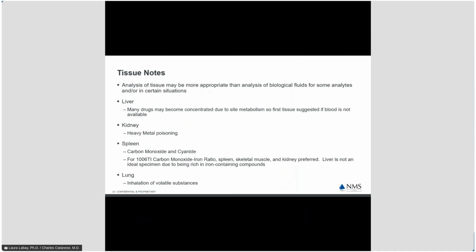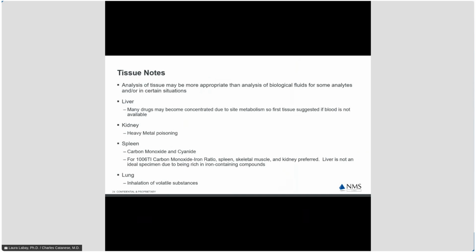In the liver, if you had to pick a tissue where you wanted to do tissue testing that was not blood, I would start with the liver. Many drugs become concentrated in the liver relative to blood. There are also better reference ranges for drugs in liver than probably other tissue types. Kidney is a good companion sample for heavy metal poisoning.